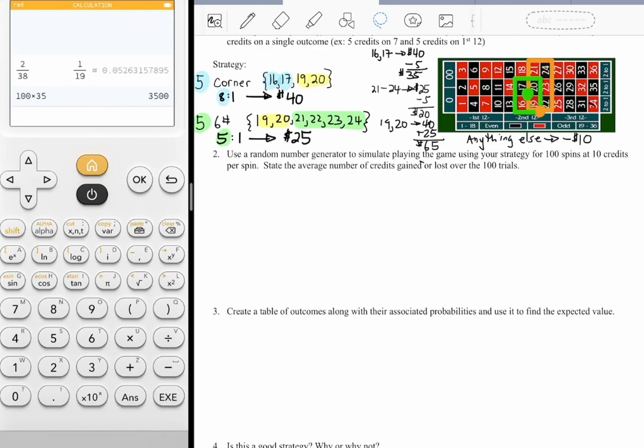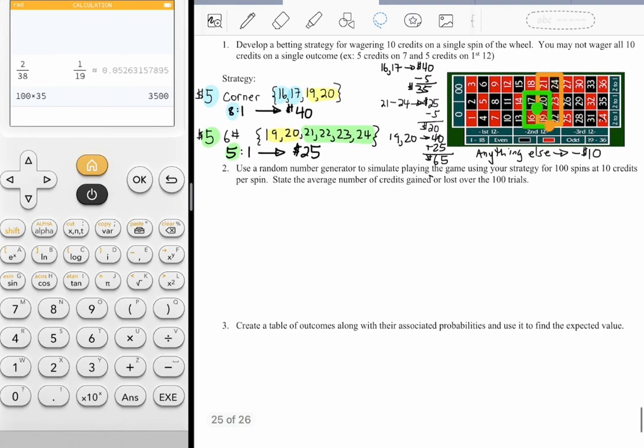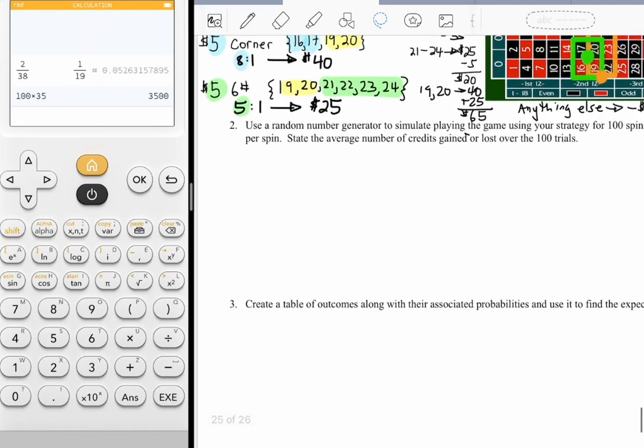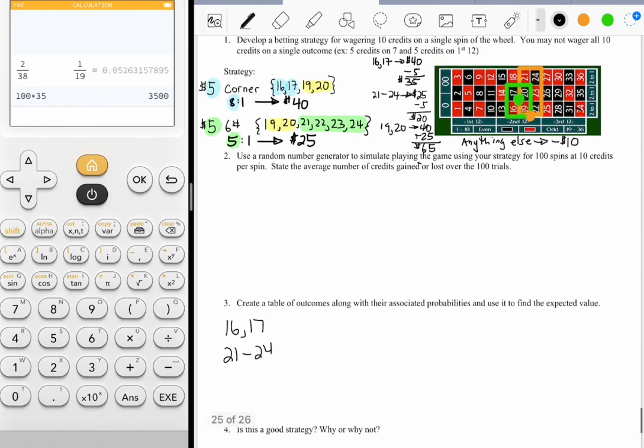So my table of outcomes, well, we have different ways to win, so it's not just a matter like we did before of just saying win or lose. We could win in 3 different ways, or we could lose. All right? So I'm going to look at the outcome of getting 16 or 17, the outcome of getting 21 to 24, the outcome of getting 19 or 20, and the outcome of getting something else. So I'll just write else.